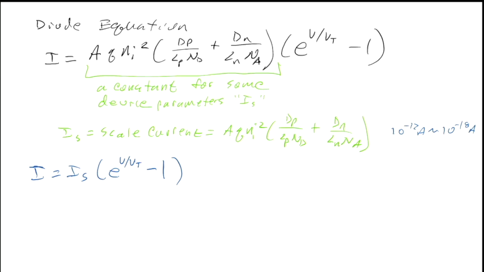There's a scale current, and it's a pre-exponential, right? So this IS, the scale current, is multiplied by this exponential relationship.